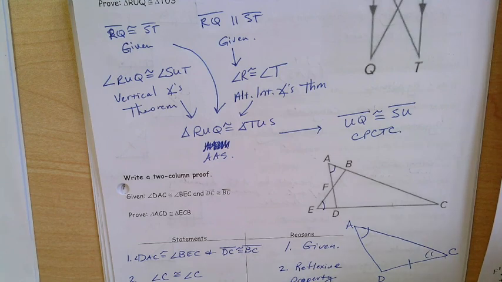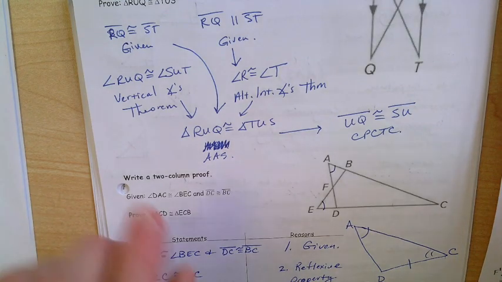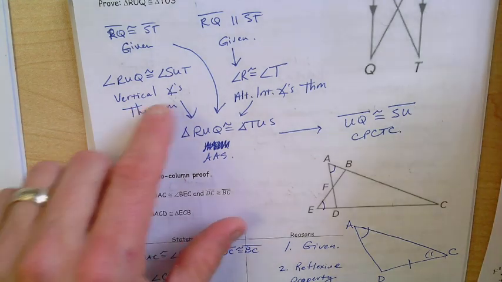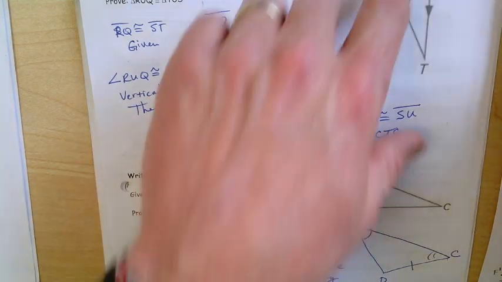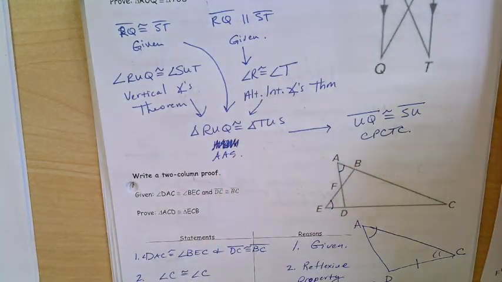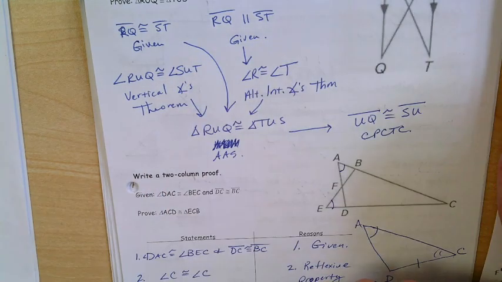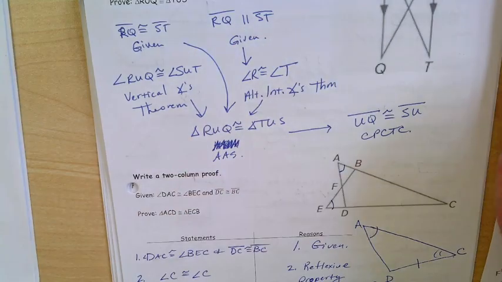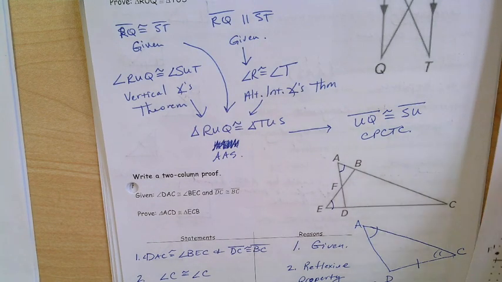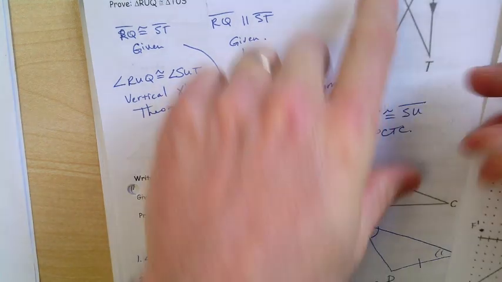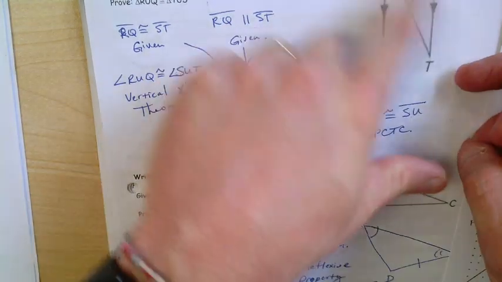And so the first thing I did was I stated that RQ is parallel to ST, okay? And if that's the case, then angle R is congruent to angle T. I just pointed the wrong angle, I'm sorry. Angle R is congruent to angle T, okay?